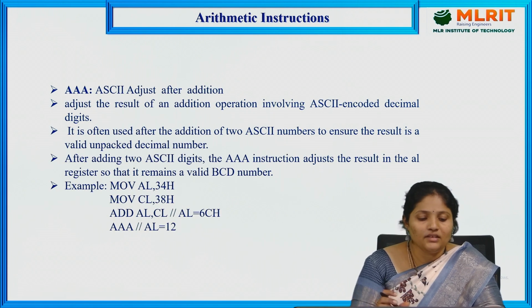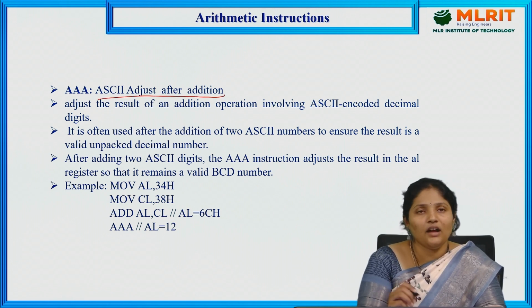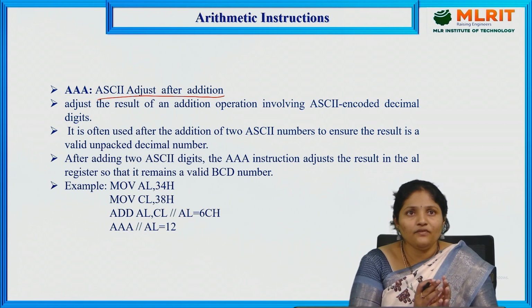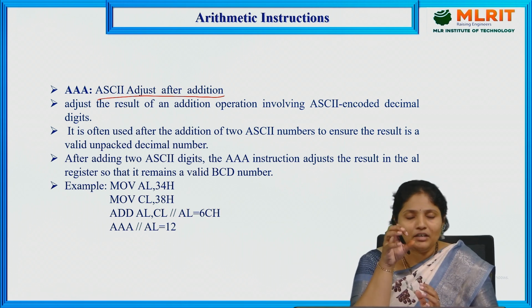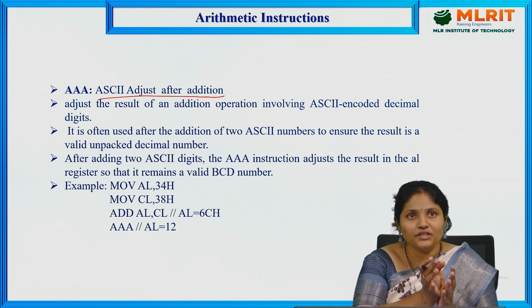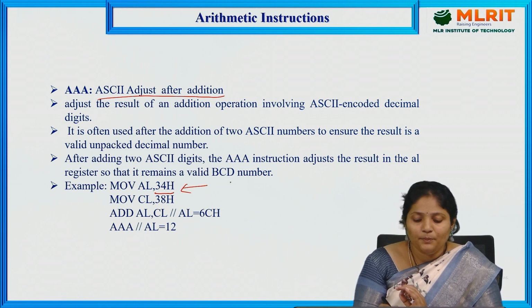Coming to the next instructions, there are four instructions: AAA, AAS, AAM and AAD. These four instructions are ASCII adjust instructions. The AAA instruction, ASCII adjust after addition, is used only after performing an addition operation. If we are adding two ASCII-represented numbers, suppose the number present in the AL register is 34, which is the ASCII representation of the number 4.